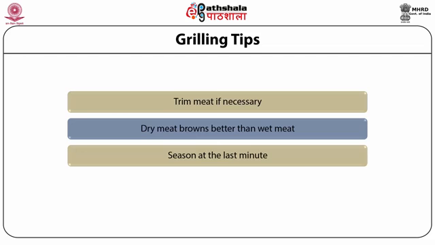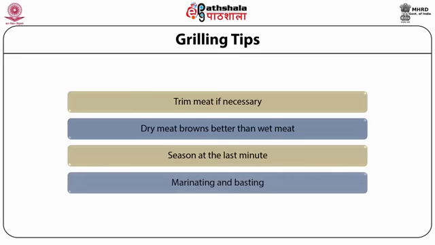Season at the last minute. If adding salt or salt-spice mixtures, do this immediately before cooking. If salt is left on the meat surface, it draws out juices. Be careful not to burn spices. With dry herb and spice rubs used to impart flavor, brush off excess before grilling, and an option is to brush over the surface with oil before cooking to prevent burning dry rub ingredients.